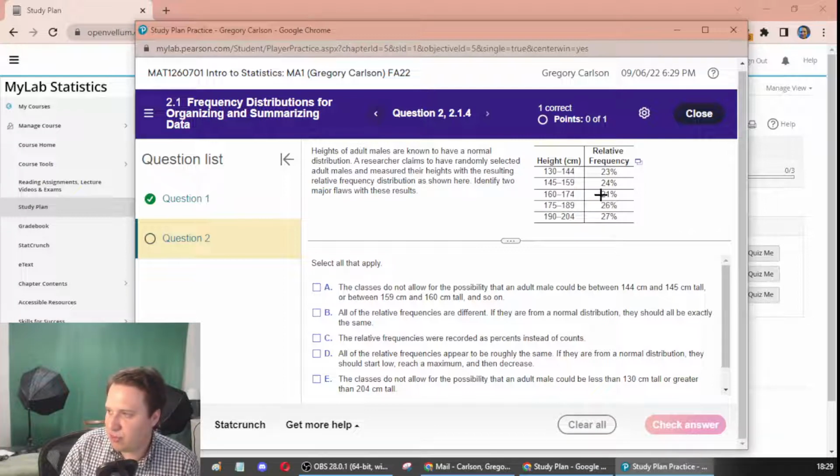So the first major problem I can see immediately, and this is something you should always keep your eye out for, is if you look at these percentages, you'll notice that they'll add up to more than 100%. So obviously this person's made a mistake, because you can't have more than 100% of your data. So that's problem number one. So let's see if that's one of the choices.